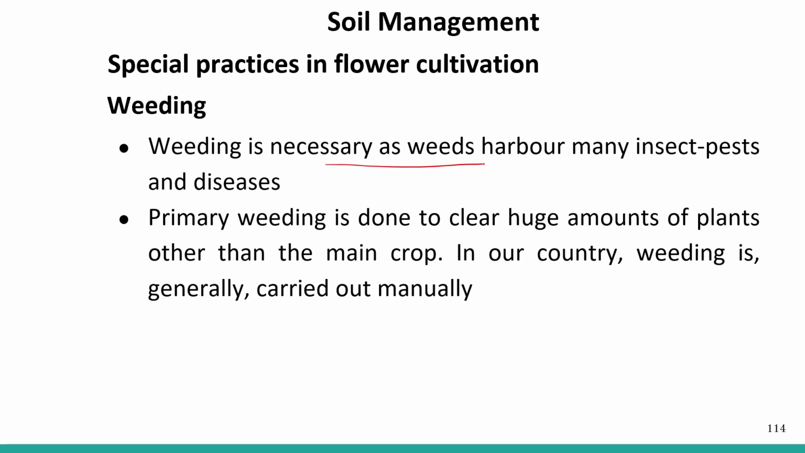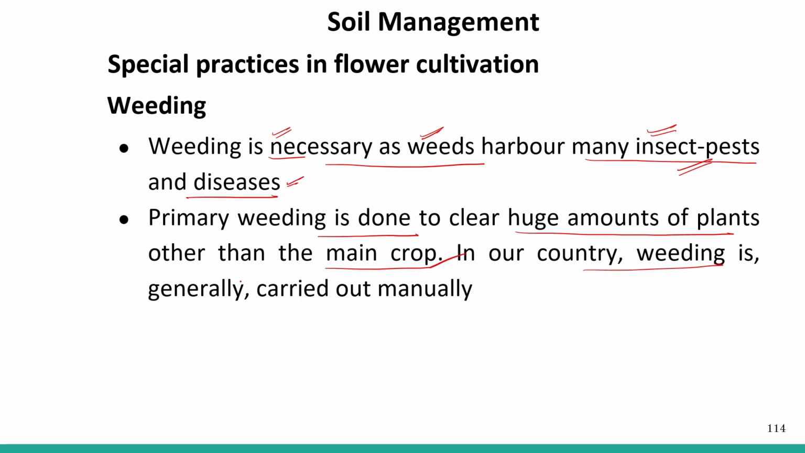Weeding is necessary as weeds harbor many insects, pests and diseases. So this weeding is also necessary. They are not only competing for the sunlight, water, air and nutrients. Sometimes weeds are exposed to some insect pests, and these insect pests may also harm our flowering plants. Right? So the primary weeding is done to clear the huge amount of plants other than the main crop.